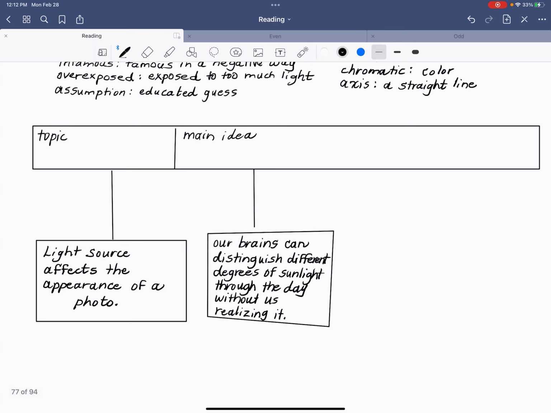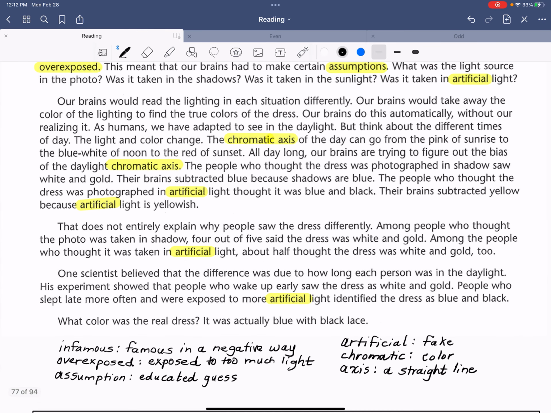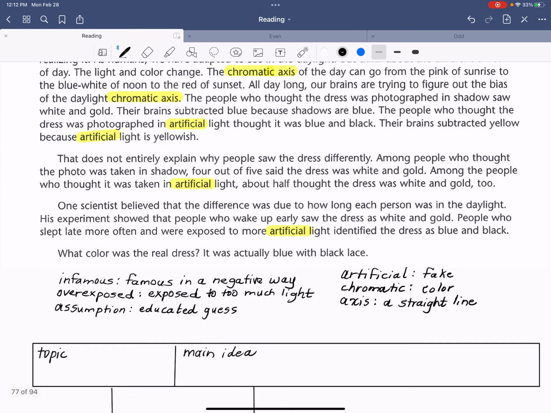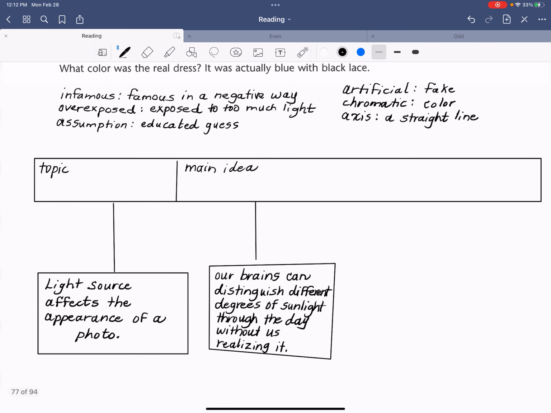Okay. Then the third paragraph says that this does not entirely explain why people saw the dress differently. Even though these things are true, there were other factors. There appeared to be other factors about the dress. It wasn't just about the things we've already talked about.